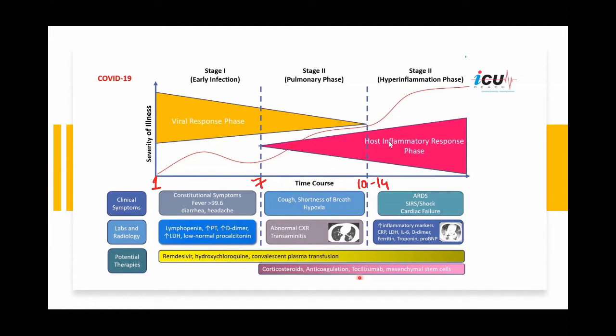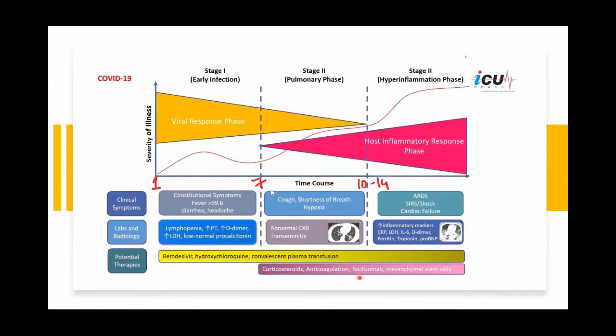What happens is there is a lot of cytokine release, interleukin 1, 6, and many other cytokines which cause this host inflammatory response. Usually this occurs between 7 to 10 days of the start of your symptoms, or it can go up to 14 days. And here you develop what is called happy hypoxia. Either you develop shortness of breath, or dyspnea in children, or happy hypoxia. That means you feel comfortable, but your saturations might be low.